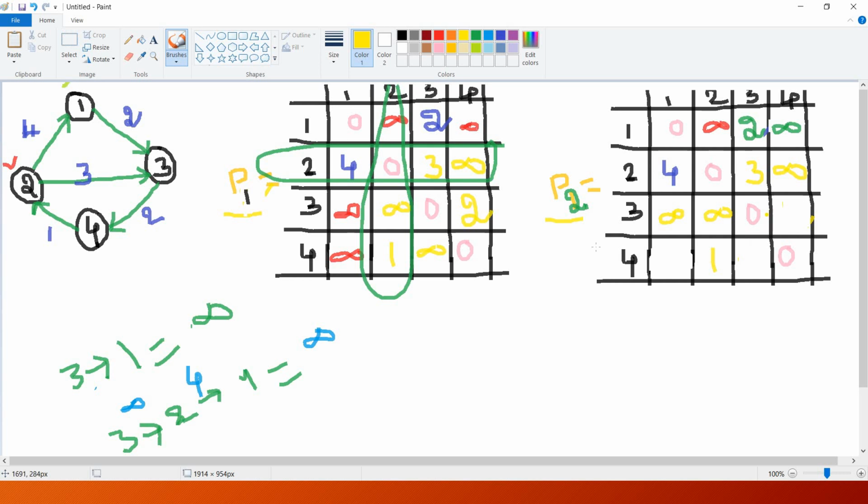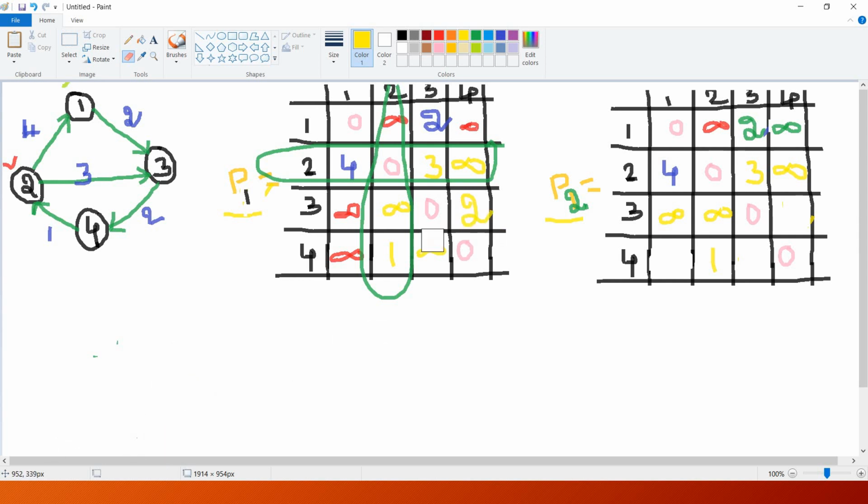Next one, 3 to 4. So 3 to 4, what is the cost earlier? 3 to 4 is of cost 2. So most probably there will be no change in this. So 3 to 4, we have cost 2.